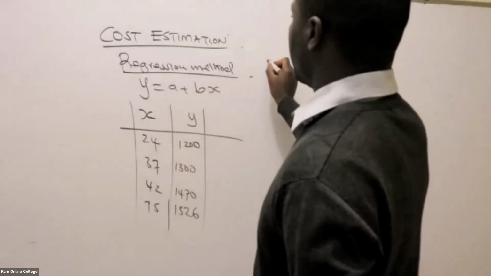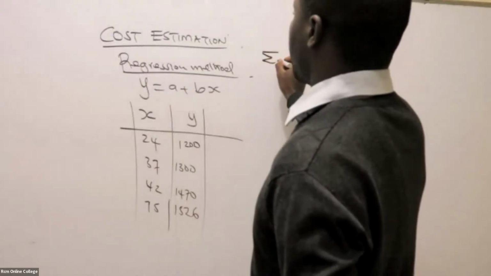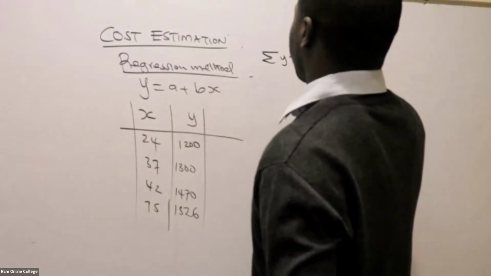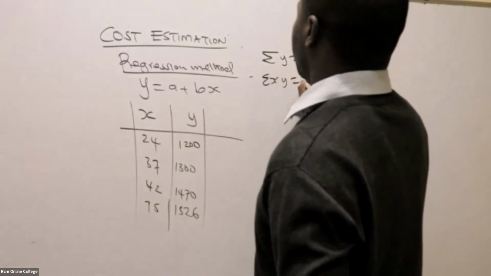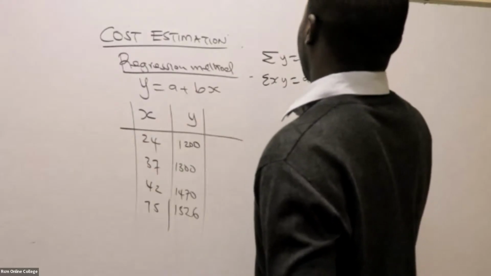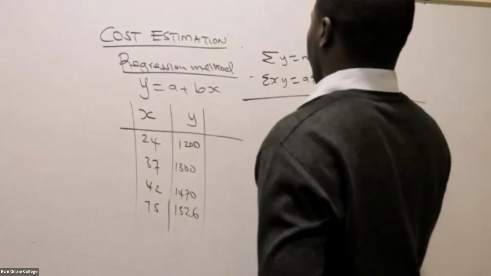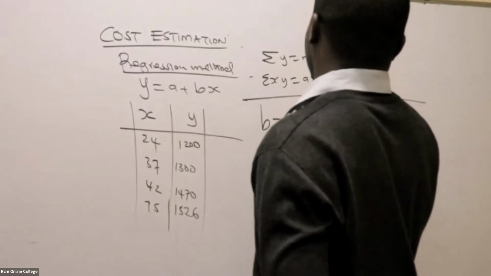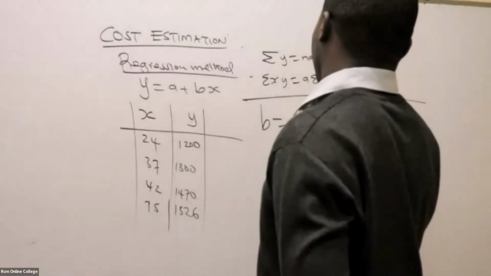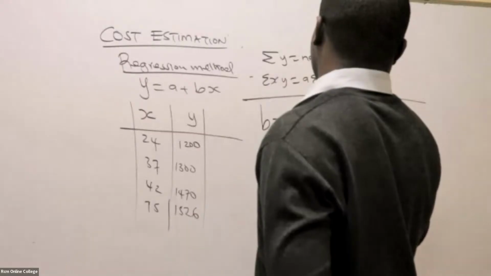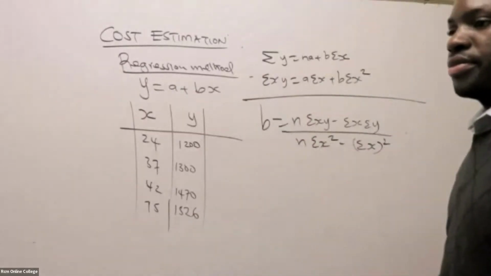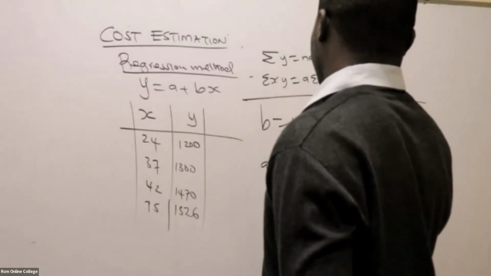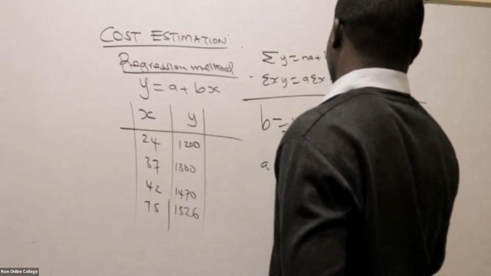Remember, using the regression method, it is summation of what? Summation of y is equal to na plus b summation of x. Then summation of xy is equal to a summation of x plus b summation of x squared. Or b is equal to n summation of xy minus summation of x summation of y, divided by n summation of x squared minus summation of x, bracket squared. Then getting the value of a is equal to summation of y minus b summation of x, everything divided by n.